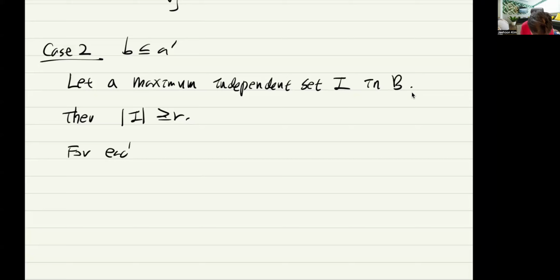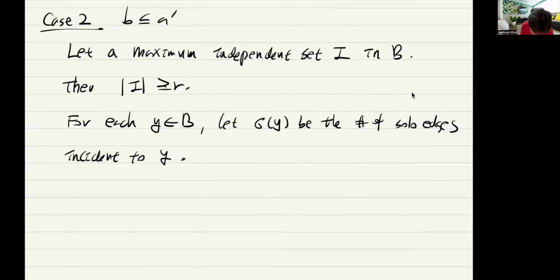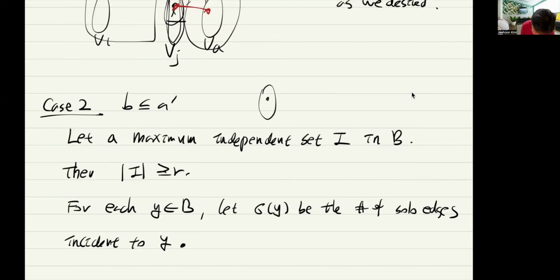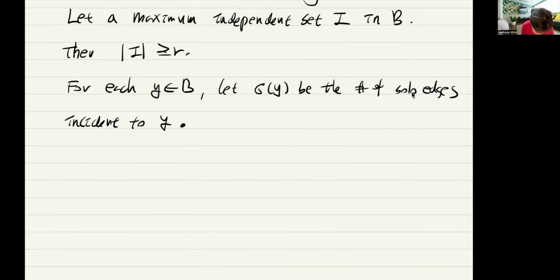And what we know is for each Y in B, we let sigma Y be the number of solo edges incident to Y. So here we want to find the case that two solo edges share one vertex in here. We want to show that two solo edges collide in one of the free accessible class. For that, let's say for each vertex, you count the number of solo edges incident to Y.